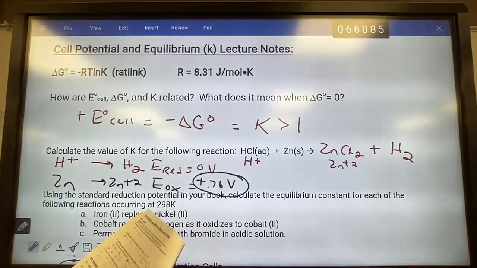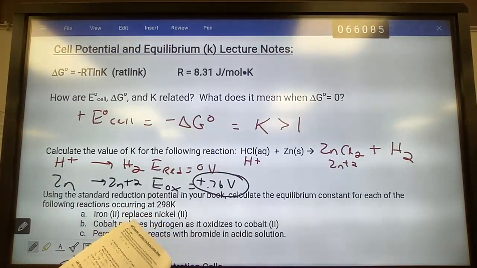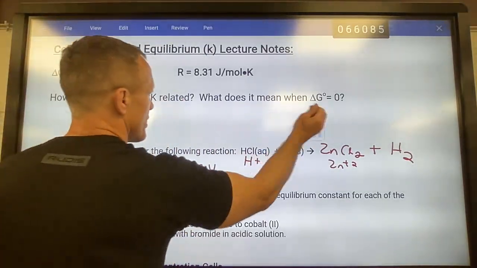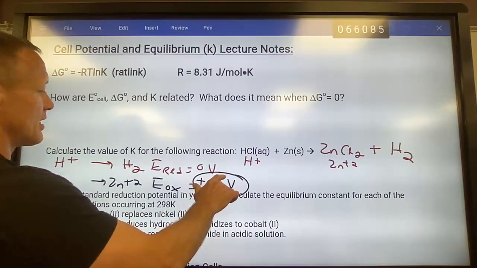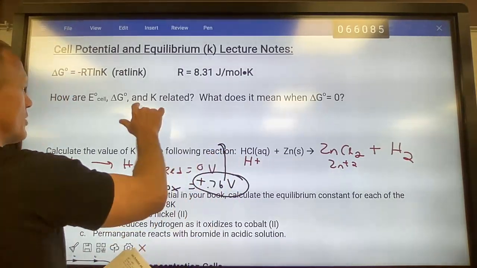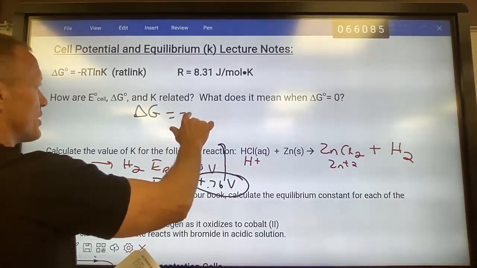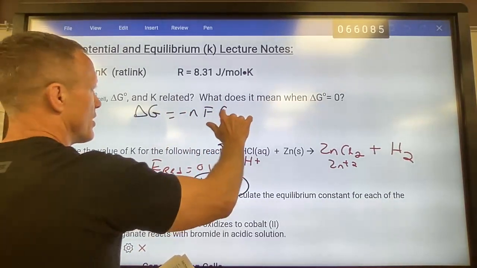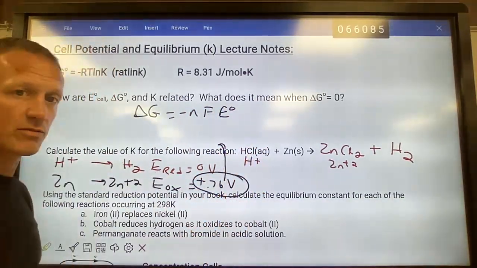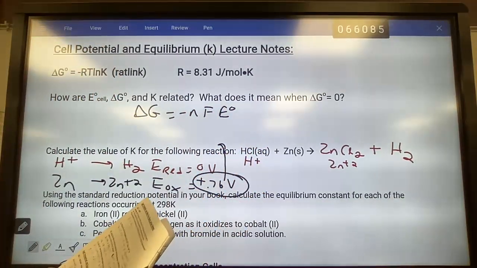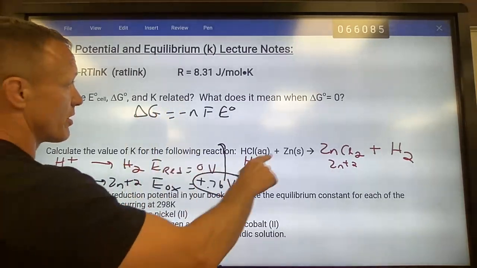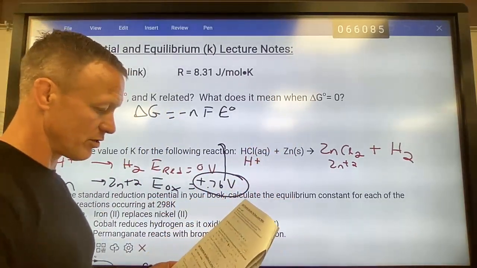So if we want to figure out the K value here, we can plug in, again, I didn't leave a whole lot of space, so we can plug this into delta G equals negative nFE of our cell. So we can plug that in for the potential of our cell. And then we can take that and plug in for delta G into the Nernst equation.